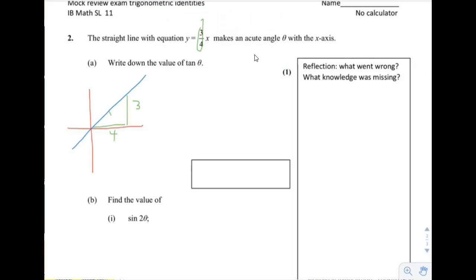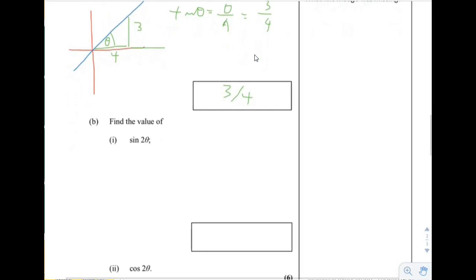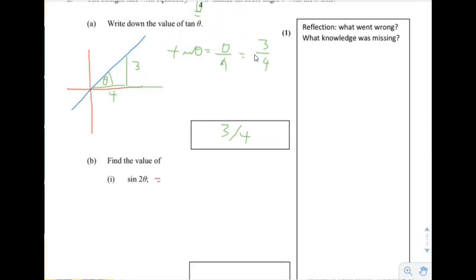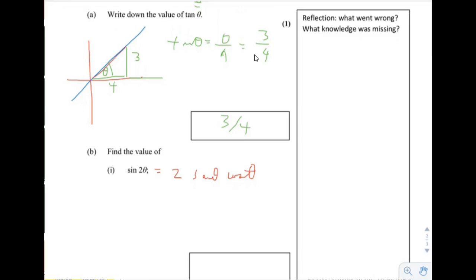And the angle that you're making with the x-axis is theta. Okay, so let's write down the value of tangent of theta. Well, remember, tangent of theta is equal to opposite over adjacent, which is equal to 3/4. Okay, so 3/4. It happens to be the same as the slope. Find the value of sine of 2 theta. Okay, let's remember the formula sheet. The formula sheet says that sine of 2 theta is equal to 2 sine of theta times the cosine of theta. Let's see. From this drawing, can we figure out the sine of theta and cosine of theta?